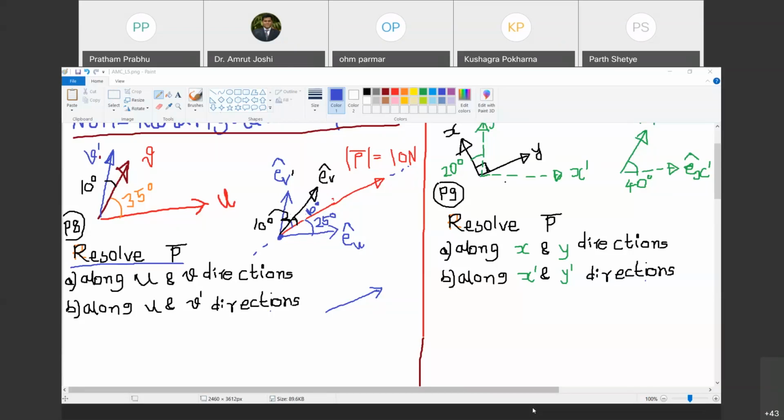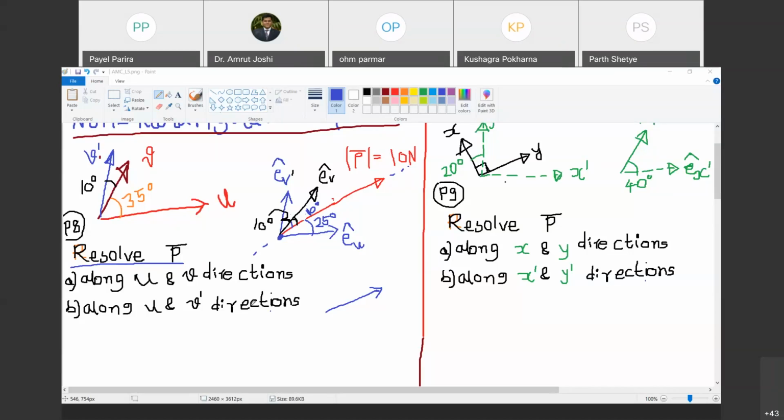Sir, those components should be perpendicular to each other. No, where have I said that? See, U and V directions are not perpendicular to each other. In the problem statement itself, I am asking you to find components along directions which are not perpendicular to each other. Are you with me? Yes, sir. So, not necessarily. That's what I wanted precisely to imbibe in your minds, that components are not always rectangular. They are not always at 90 degrees to each other.